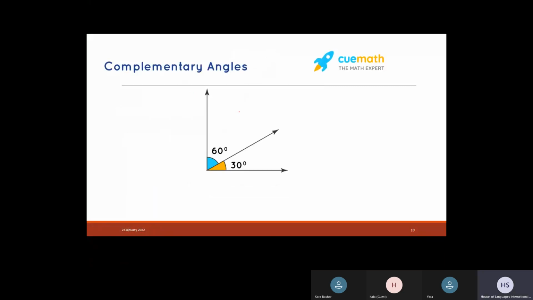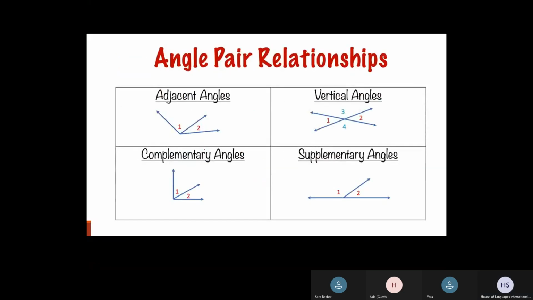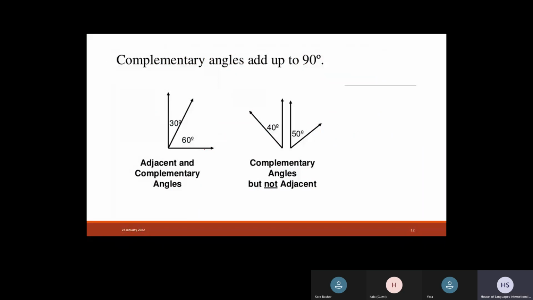And then we talked about complementary. Complementary means their summation is 90 degrees. We talked about them yesterday. Here they are adjacent because they have a common side, and they are complementary because the sum is 90. The second one: are they complementary? Yes, 40 plus 50 is 90. But do they have a common side? No. So you will say they are not adjacent.